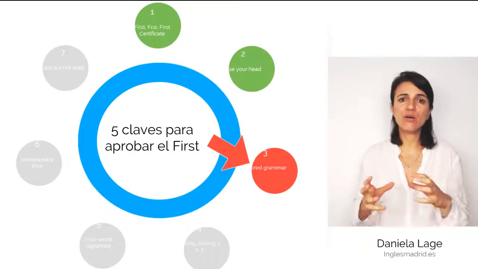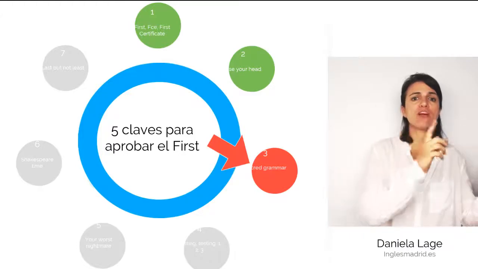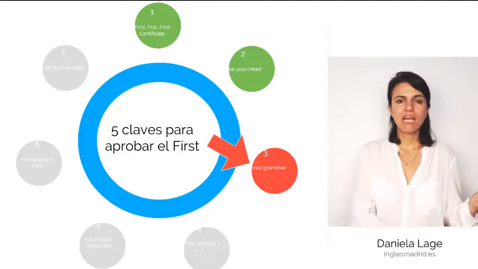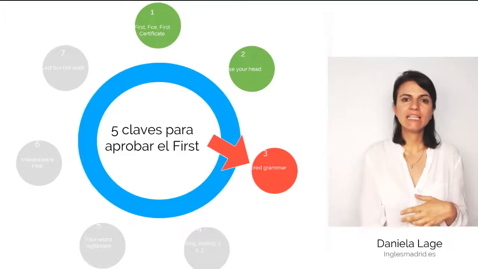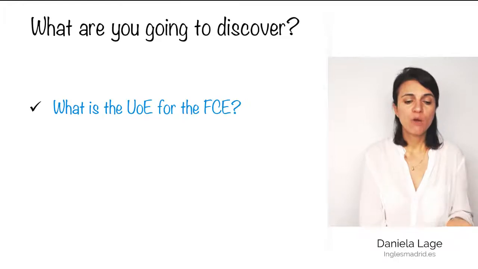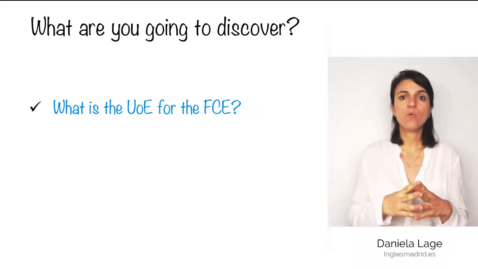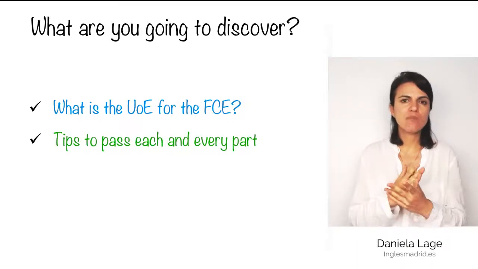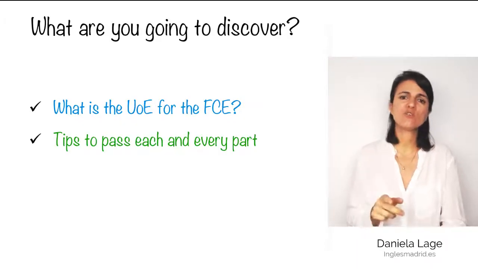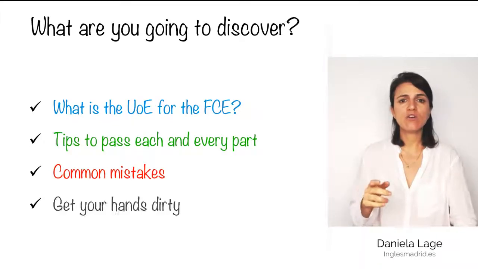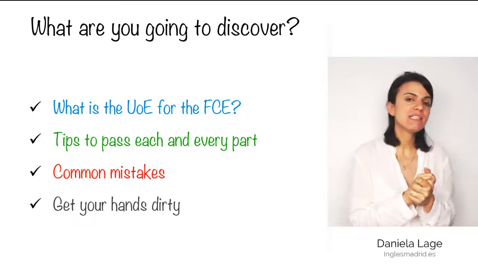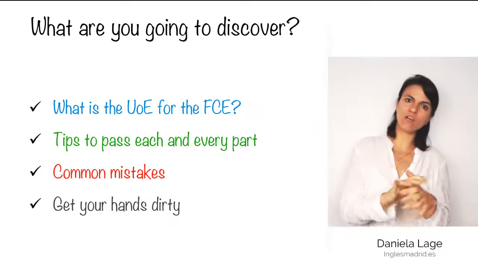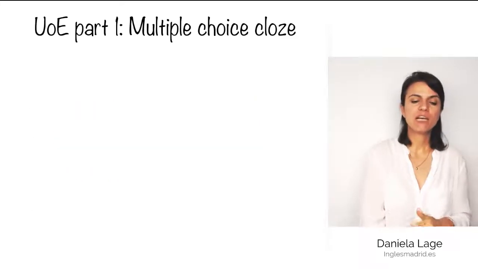First of all, we know that we came from the reading part, okay? The use your head. Now we are going to the grammar part, and this is the sacred grammar. And let's see, what are we going to discover? Well, we are going to discover what is the use of English for the first certificate. We are going to know every tip we need to pass the exam. We are going to learn about the common mistakes, and we are going to get our hands dirty, which means that at the end of the video, I'm going to give you some exercises to practice. Okay, great. Now, let's go.